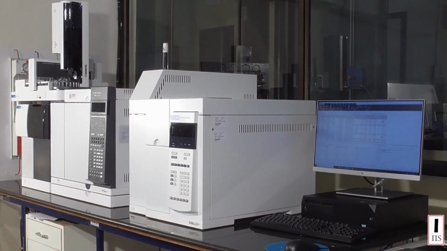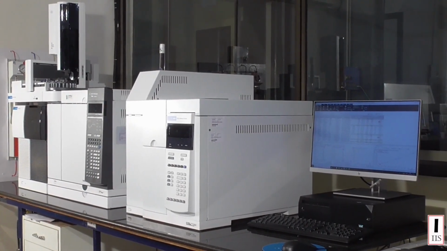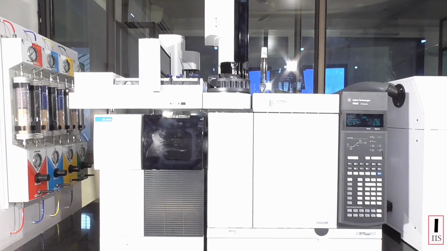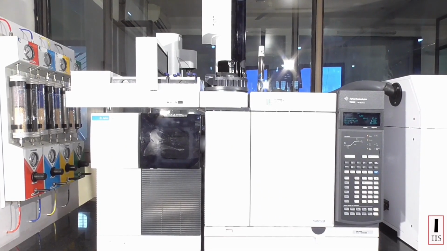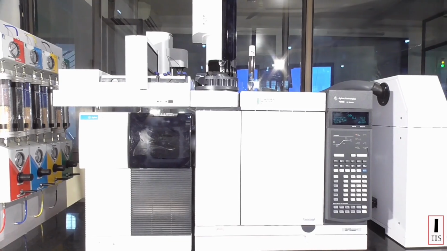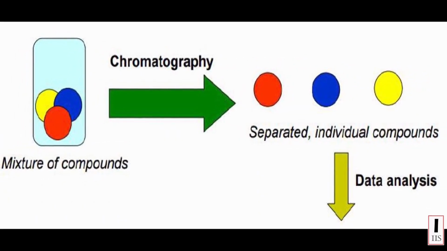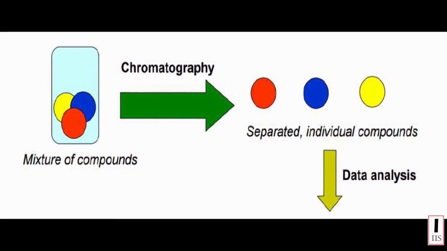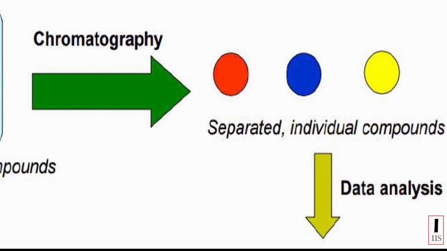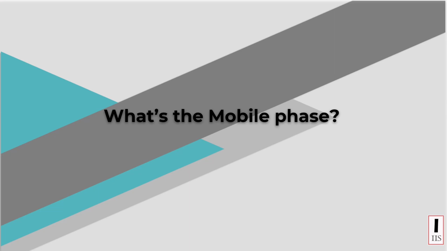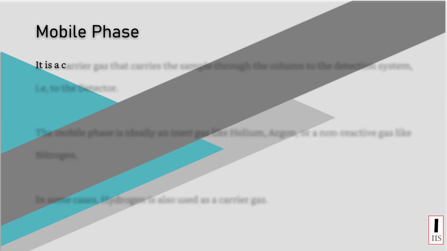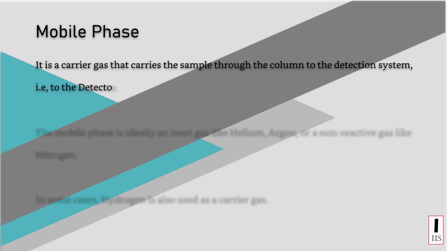Gas chromatography is a widely used separation technique where a sample is segregated into its individual compounds. In this technique, a sample is dissolved in a mobile phase which is passed through a stationary phase where actual separation happens. What is the mobile phase? It is a carrier gas that carries the sample through the column to the detection system, that is, to the detector.